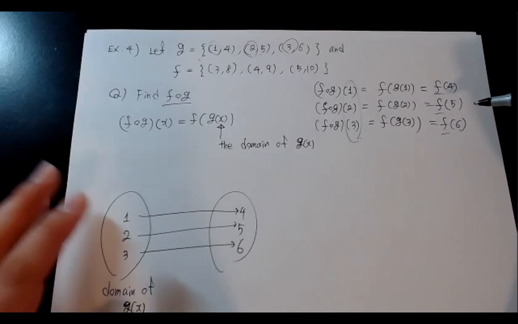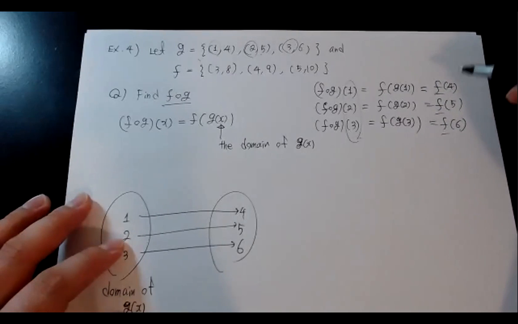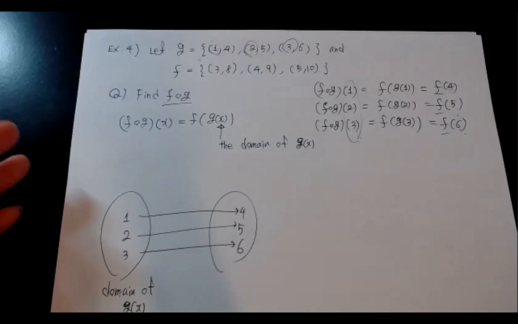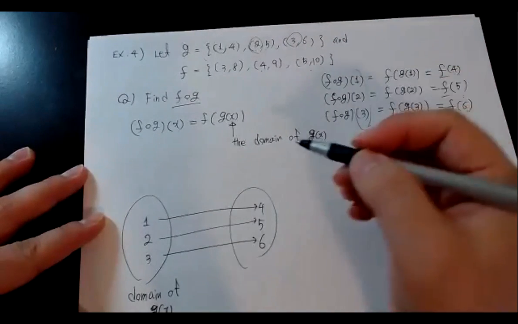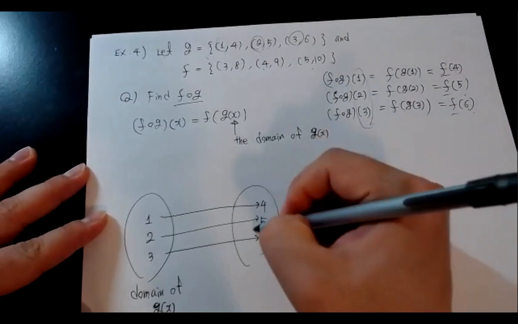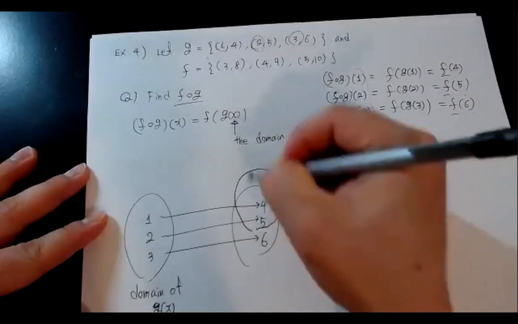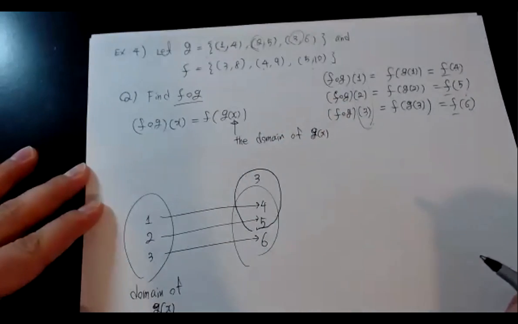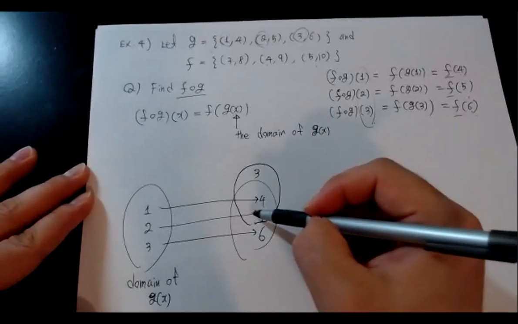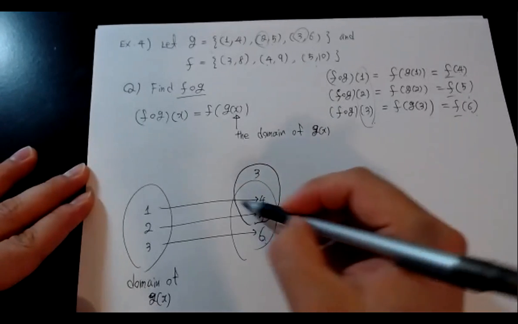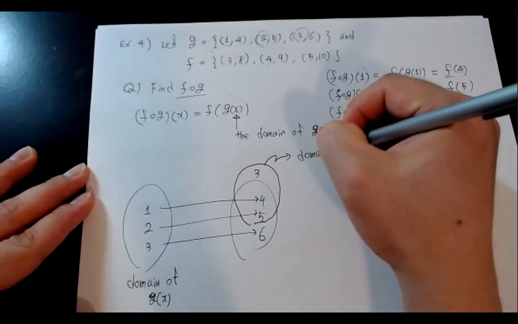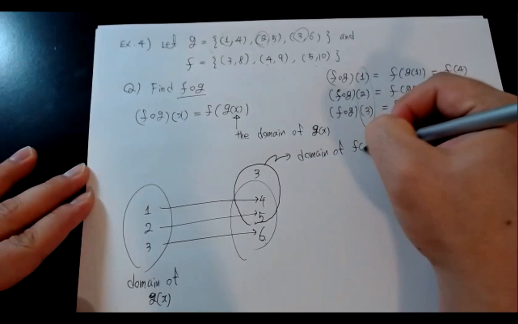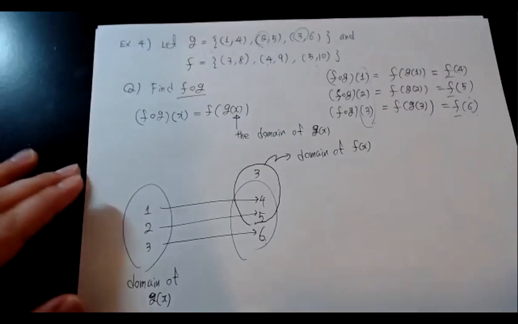To do that, we need to check whether or not these numbers 4, 5, 6 are in the domain of f. What's the domain of f? 3, 4, 5, right? So you see that 6 is out of the domain of f of x. Okay, let me use another color.